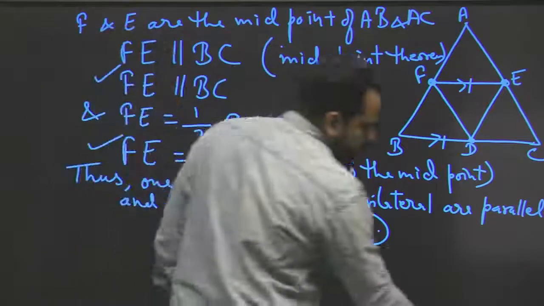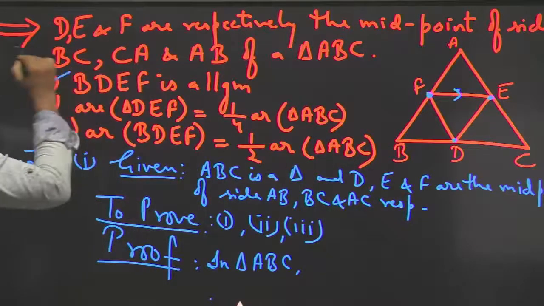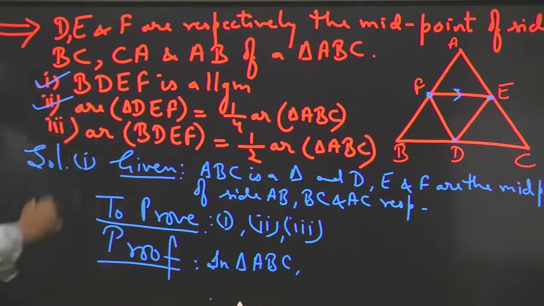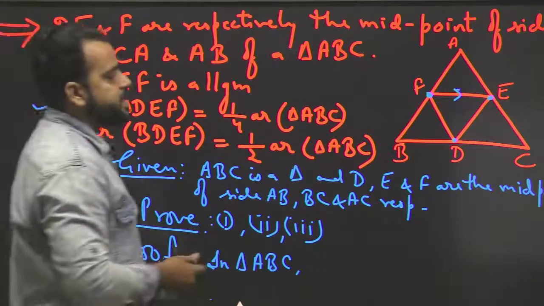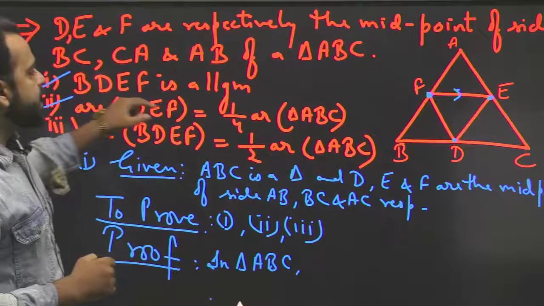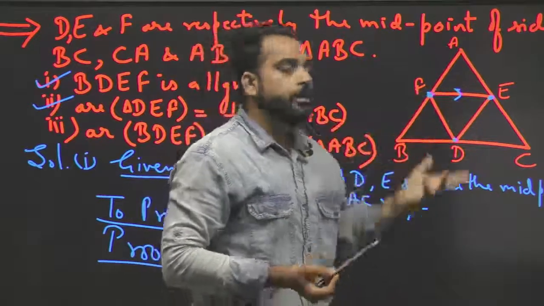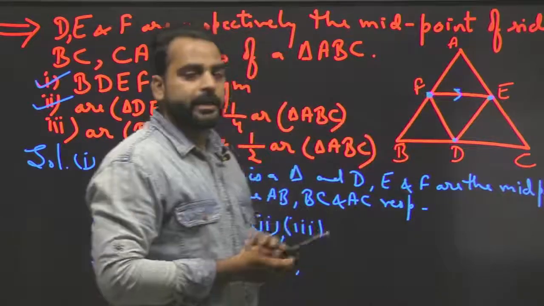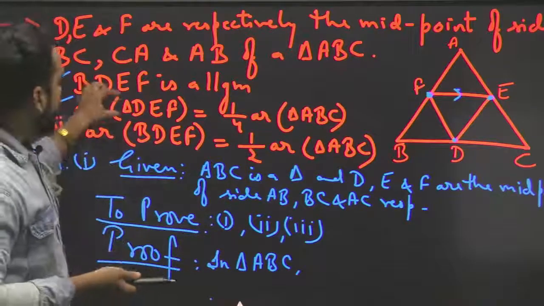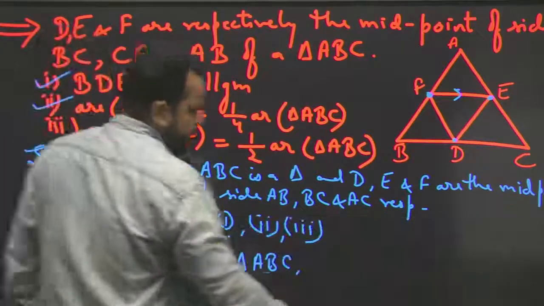All right, now here we proved BDEF is a parallelogram. Now we move on to the second part of this question, which is the area of triangle DEF. Where is triangle DEF? The center one. Is this triangle's area 1/4 of the full triangle ABC? We can look here: 1, 2, 3, 4. There are 4 triangles, so it looks like 1/4 of the full triangle. But how to prove it? The center triangle DEF is equal to 1/4 of the triangle ABC.